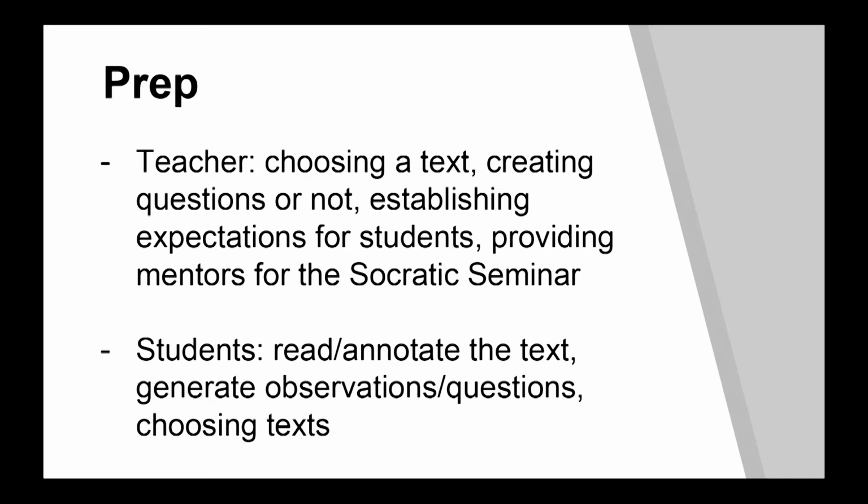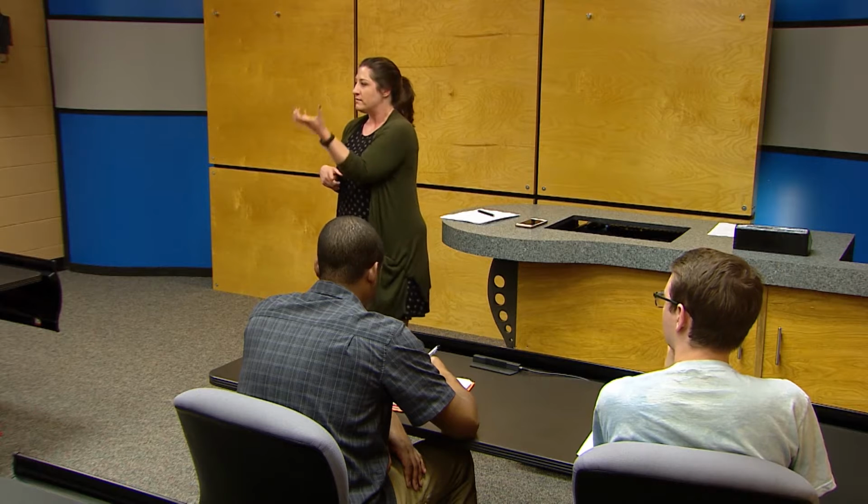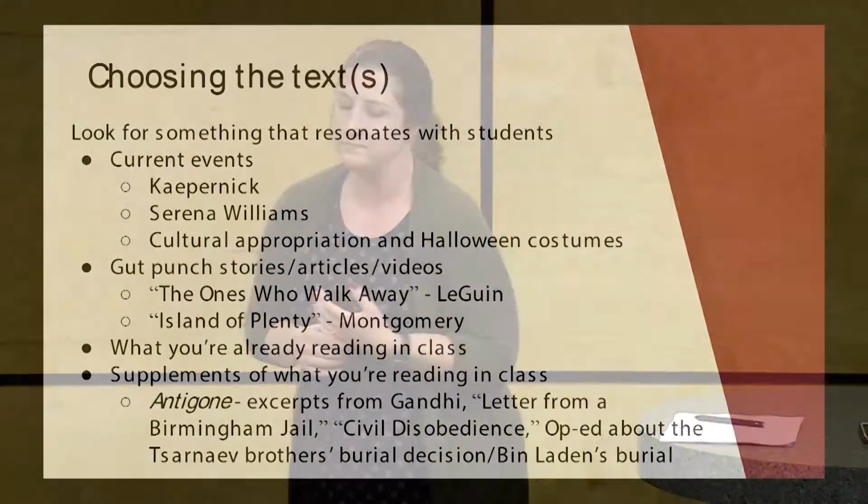Students' responsibilities for this prep: they should read and annotate their text. They should generate observations and questions. Sometimes I allow them to choose the text. So sometimes I'll say, okay, I'm giving you this. You bring in something that either agrees or disagrees with the perspective in this text. So you can kind of layer in other skills as you're moving through this.